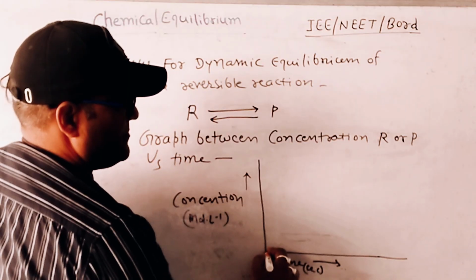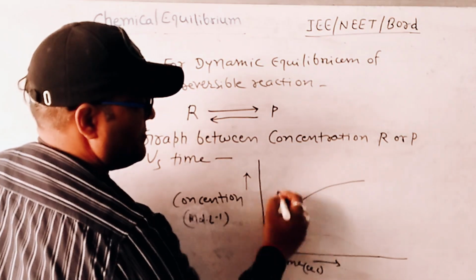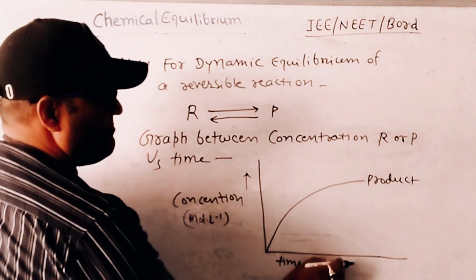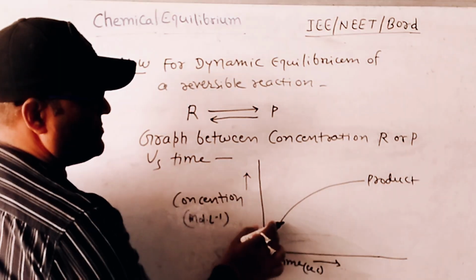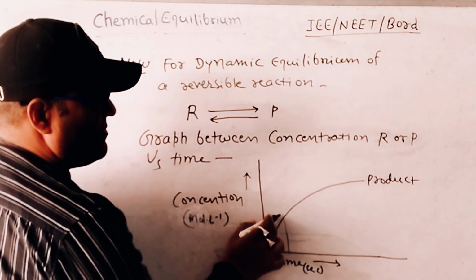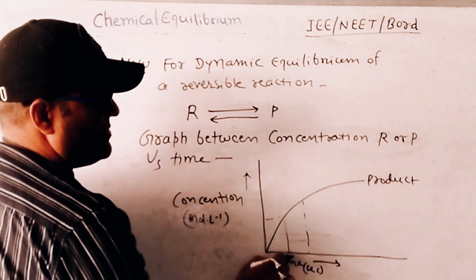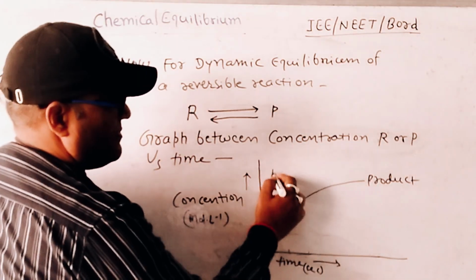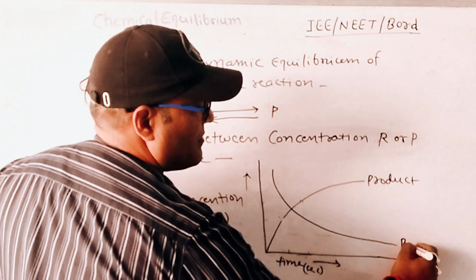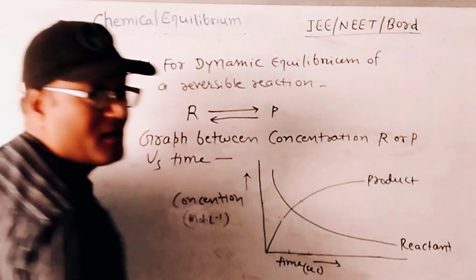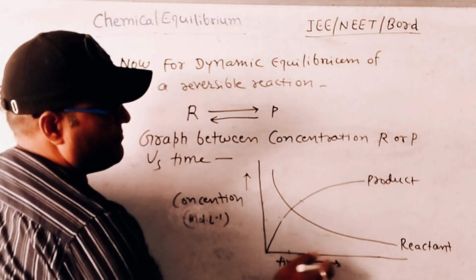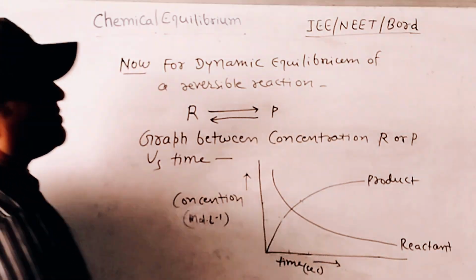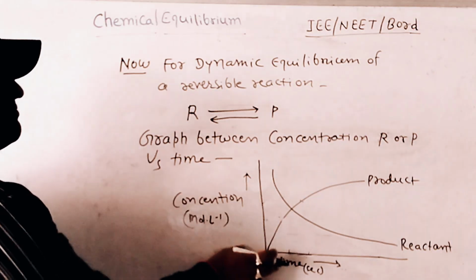Now for product we can observe here, with increase in time concentration of product become increase. Time is here, concentration is here, then with the increasement of time concentration become increase. For reactants, now for reactant we can observe with the increasement of time concentration become decrease. So this is the graph between concentration of reactant or product versus time.